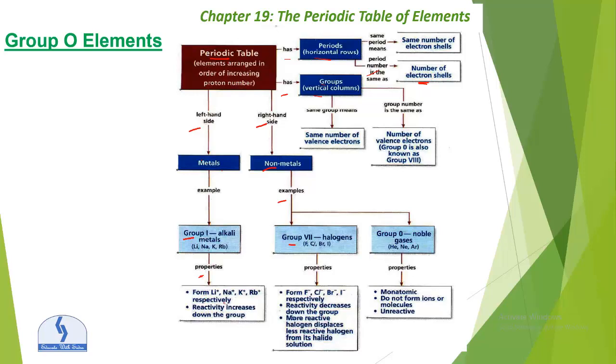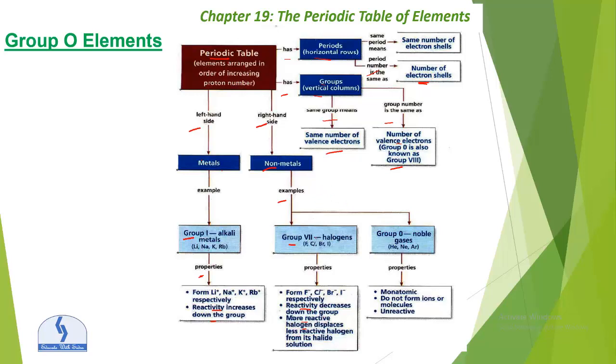Lithium, sodium, potassium form positive ions, and reactivity increases down the group, while fluorine, chlorine, bromine respectively form halides, and reactivity decreases down the group, and the more reactive halogen displaces the less reactive halogen from its halide solution. The same group means the same number of valence electrons, and the group number is the same as the number of valence electrons. So group 0 is also known as group 8 elements, right?